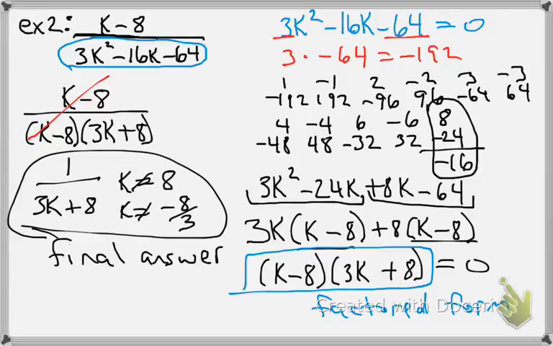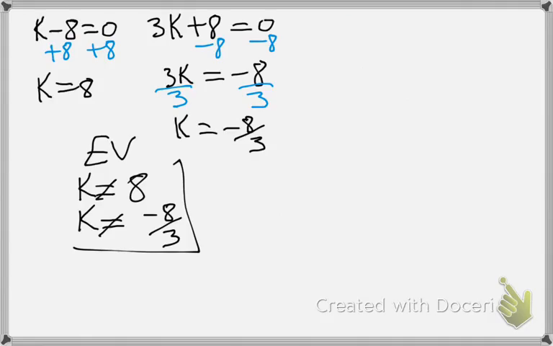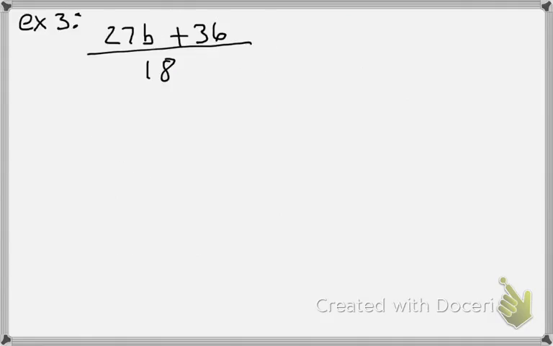Okay, let's take a look at another example. So in this example, we have 27b plus 36 all over 18. So again, same steps that we've been following on the previous two. First, we need to find our excluded values. Well, to find your excluded values, set your denominator equal to 0. So 18 equal to 0. Well, that's never going to happen. So what does that mean?